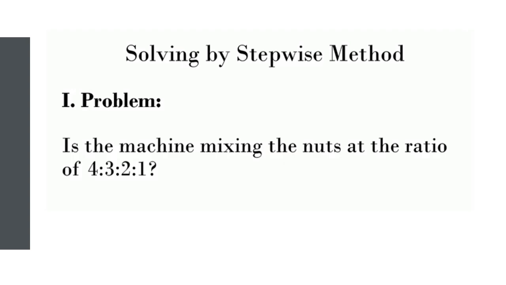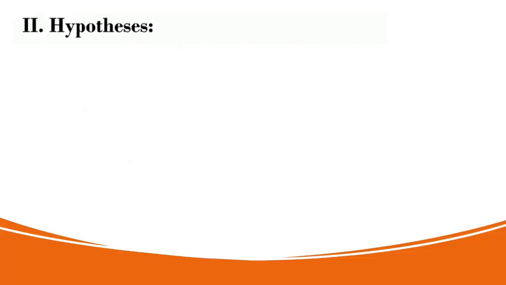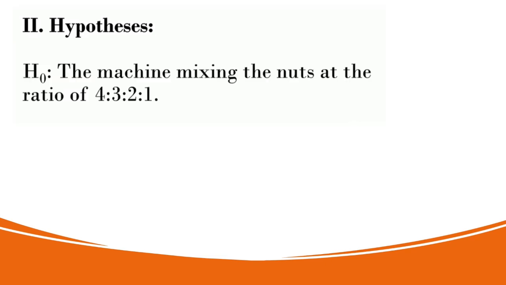Solving now by stepwise method. First is to identify the problem. Is the machine mixing the nuts at the ratio of 4:3:2:1? Then, formulate the hypothesis. First is the null hypothesis. The machine is mixing the nuts at the ratio of 4:3:2:1.